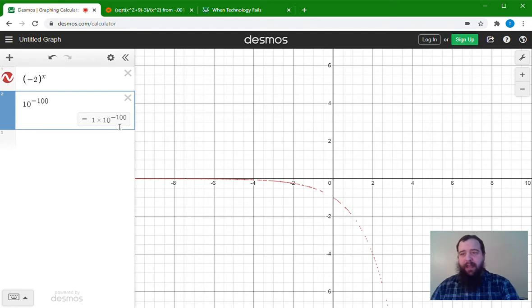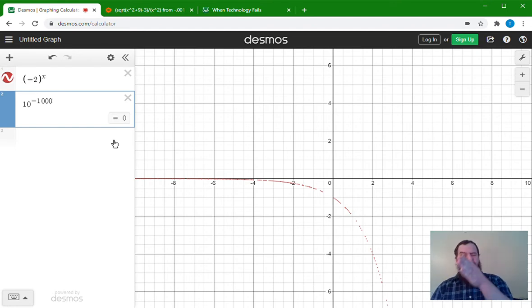But if we do 10 to the power of -1000, Desmos says, oh, that's 0. But it isn't 0. It's just a tiny bit larger than 0, right? It's 1 followed by 999 zeros followed by 1. And you say, oh, well, that's a rounding error. That's not that big a deal.